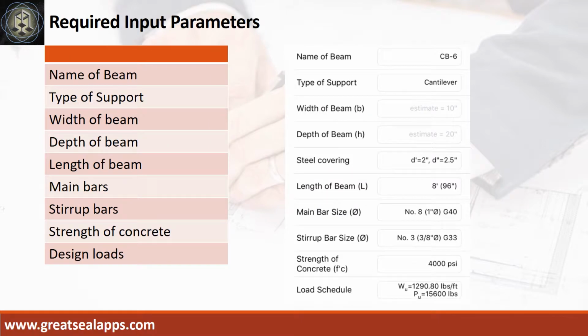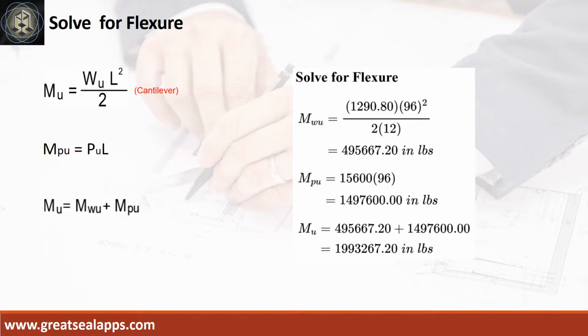Enumerate input parameters required. Name of beam CB6, type of support cantilever, width of beam 10 inches, depth of beam 20 inches, length of beam 8 feet, main bars 1 inch diameter at grade 40, stirrup bars 3/8 inch diameter at grade 33, strength of concrete 4,000 psi, factored uniform load is 1,290.8 pounds per foot, and factored concentrated load is 15,600 pounds.